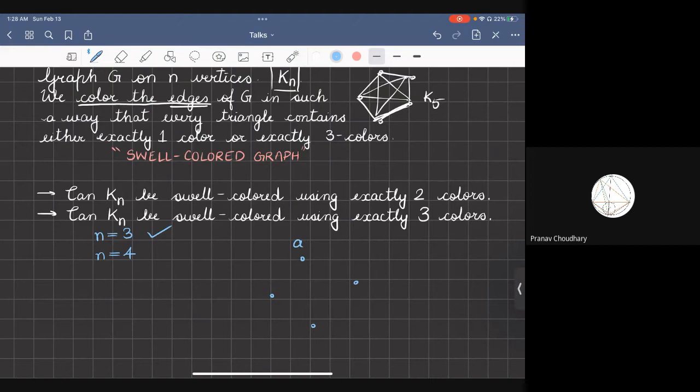Can someone provide a swell coloring? I claim that it can be swell colored. Can someone provide me a color? Let the colors be C1, C2, C3. Let's say AB is red, blue, white, yeah, sure.